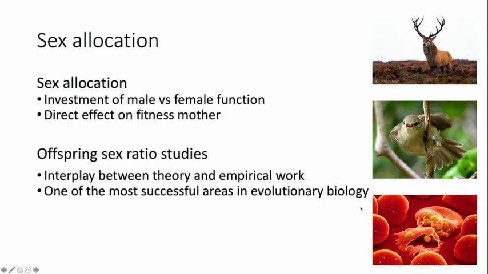So first of all, let's start with sex allocation. So what is sex allocation? Sex allocation can be defined as the investment of male versus female function. And in animals, it usually means the investment into sons or daughters in their offspring. And this has a direct effect on the fitness of a mother. It has been studied a lot, and there has been an interplay between theoretical work and empirical work, and it has been quite successful, as people are able to explain sex ratios in a wide range of organisms, ranging from tiny malaria parasites to huge mammals such as red deer. Some people even call it one of the most successful areas in evolutionary biology.